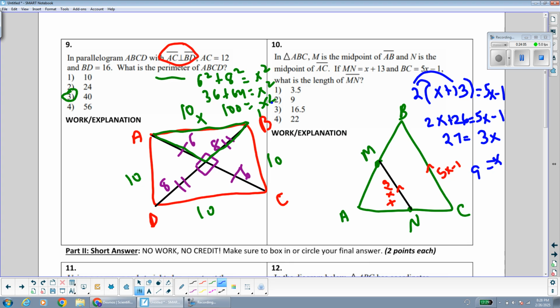And don't pick 9. That's the trick. That's your x value. You're looking for the length of MN. Plug in. MN is x plus 13, so that's 9 plus 13. And that's 22.